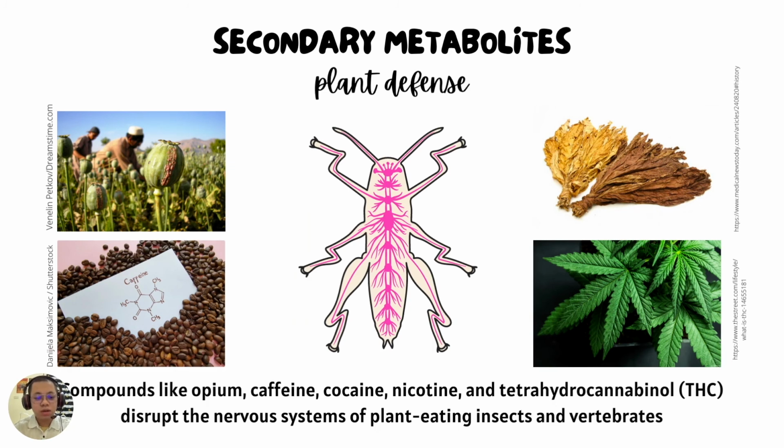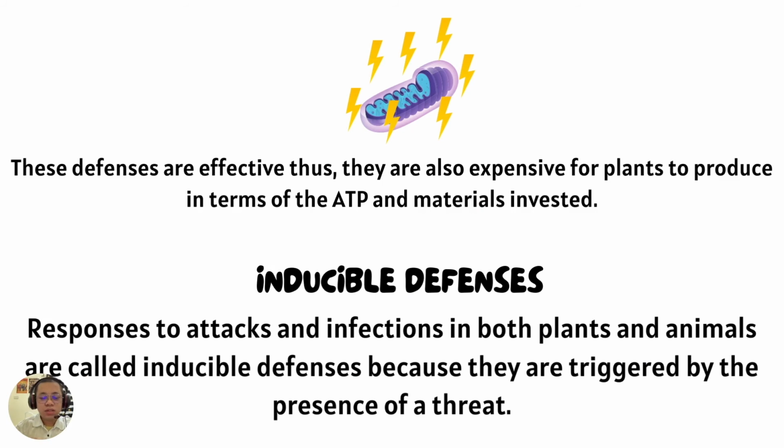We also have compounds like opium, caffeine, cocaine, nicotine, and tetrahydrocannabinol, or the THC, that disrupt the nervous system of plant-eating insects and vertebrates. These secondary metabolites are the plant's defense. It's like a superpower of a plant, but you all know that these defenses, while effective, are expensive for plants because they use a lot of energy and materials for this to happen.